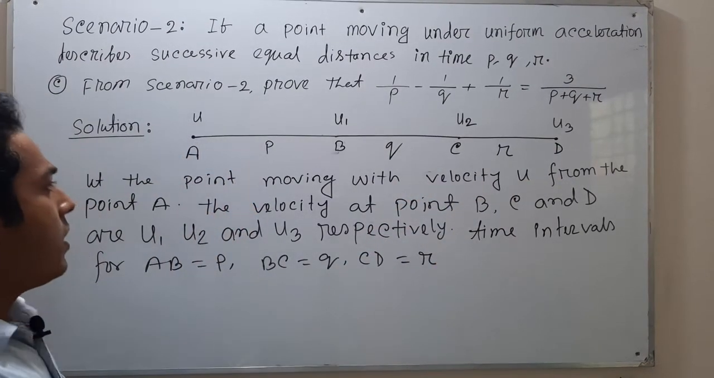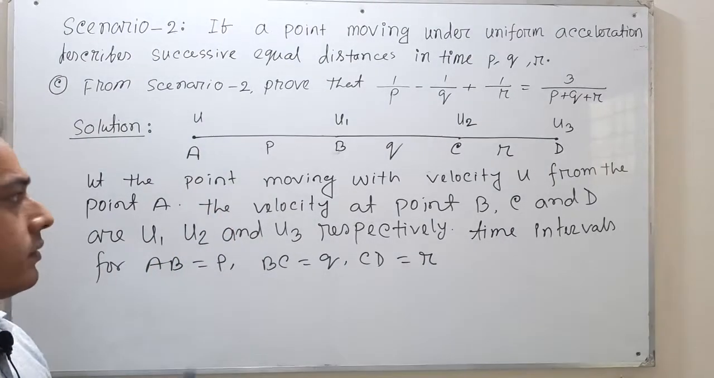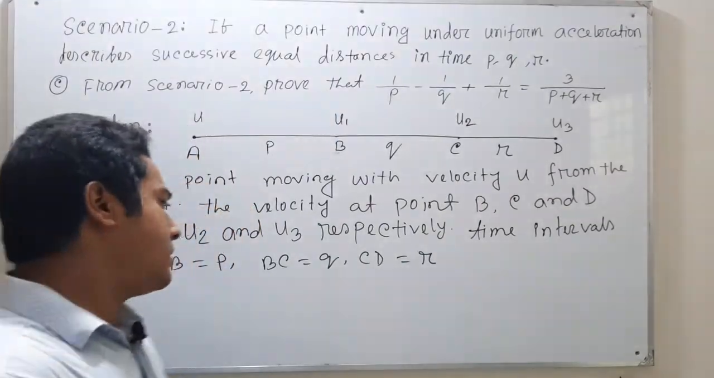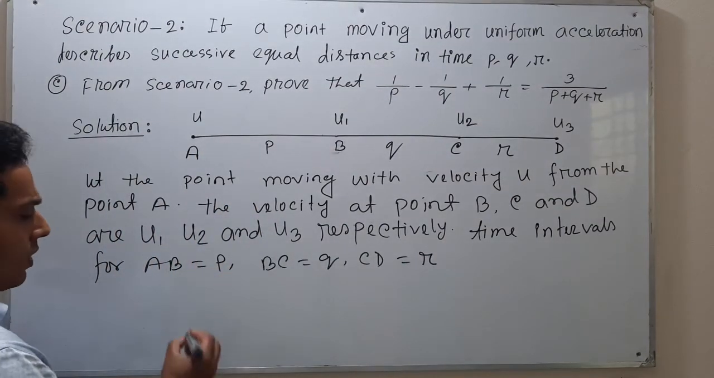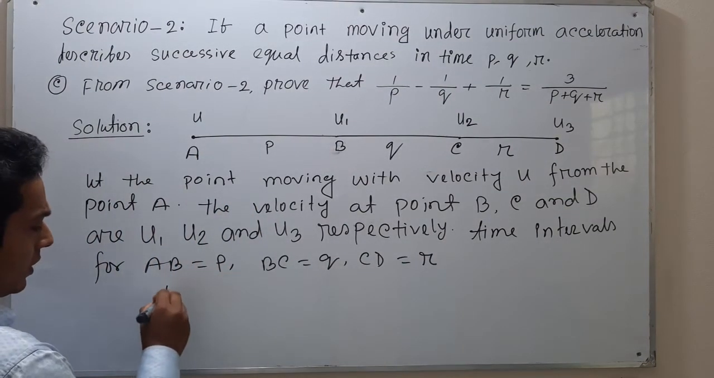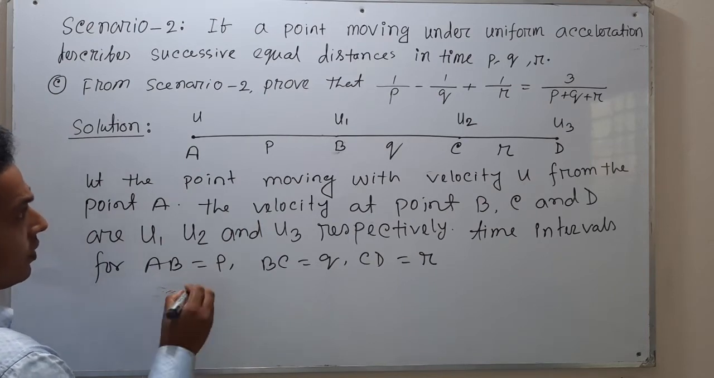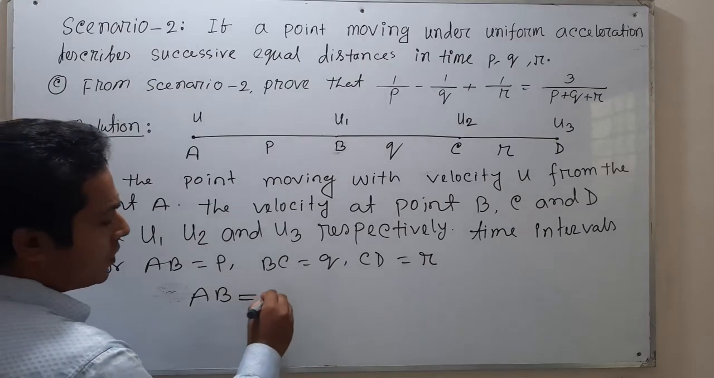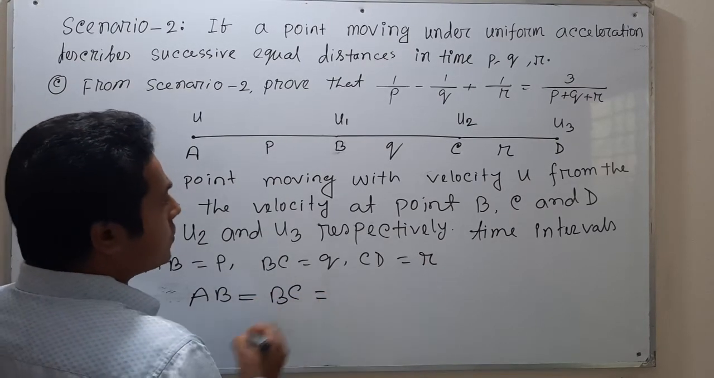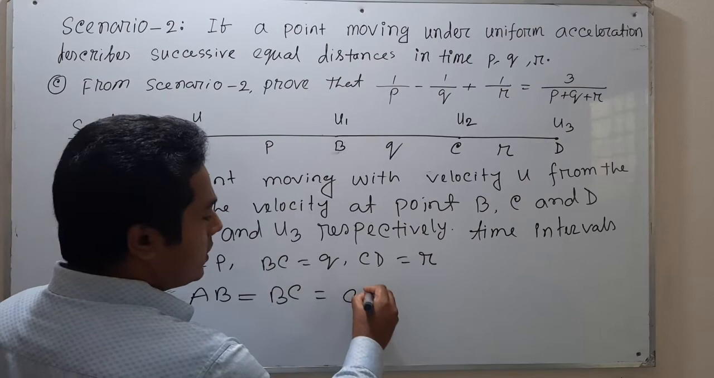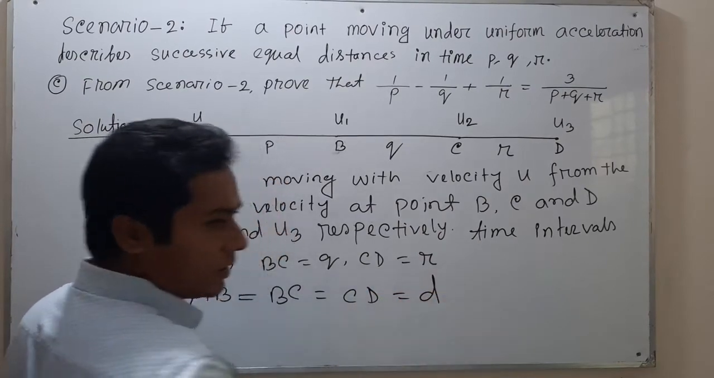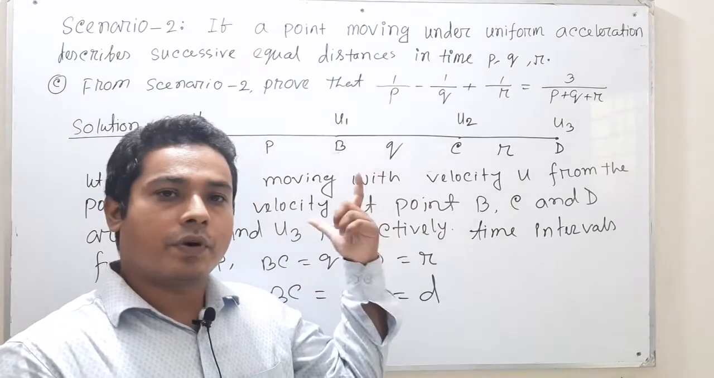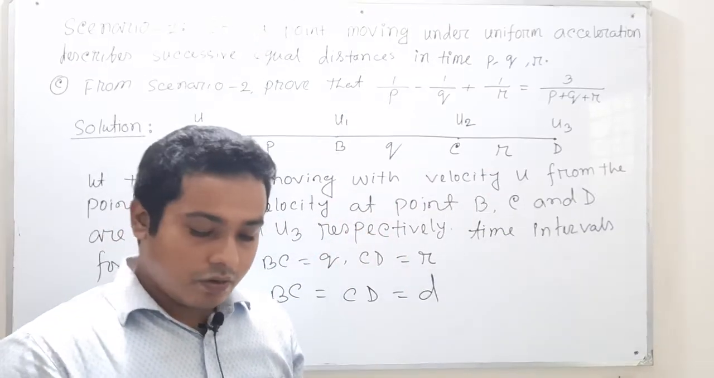For each case, for AB, for BC and for CD, the distance is equal. Now AB is equal to BC is equal to CD is equal to d. This is our distance. For three time intervals, the point covers the same distance.